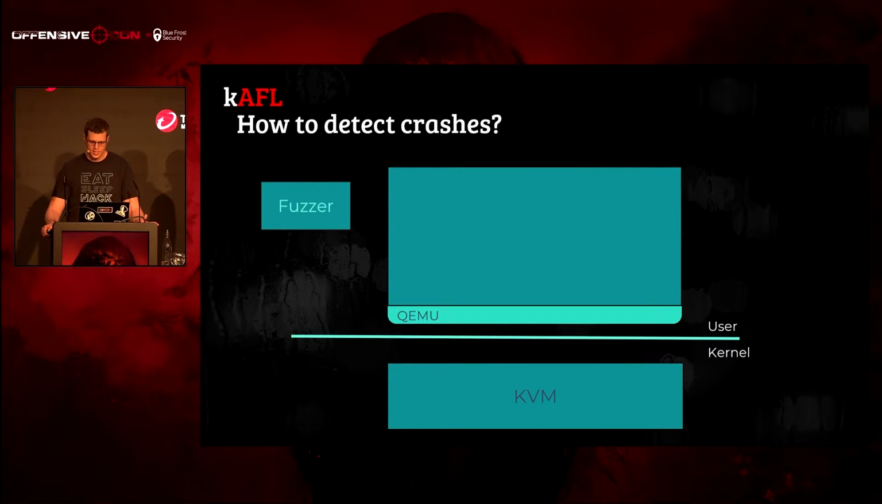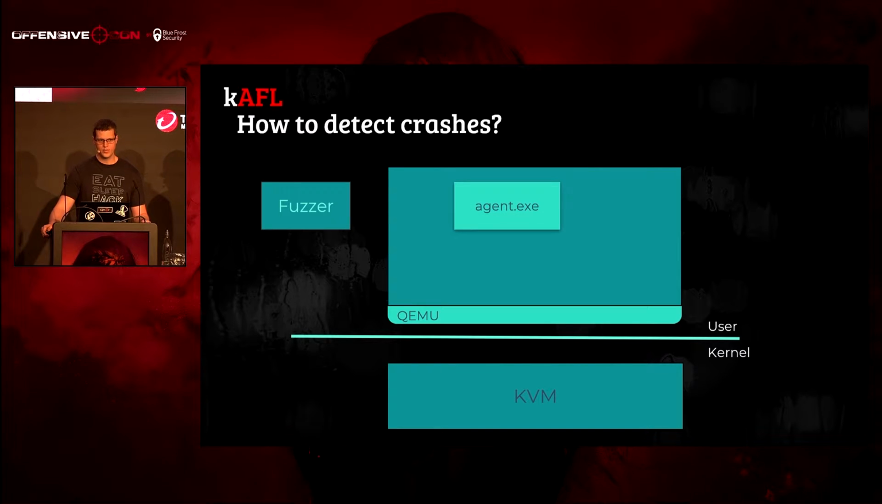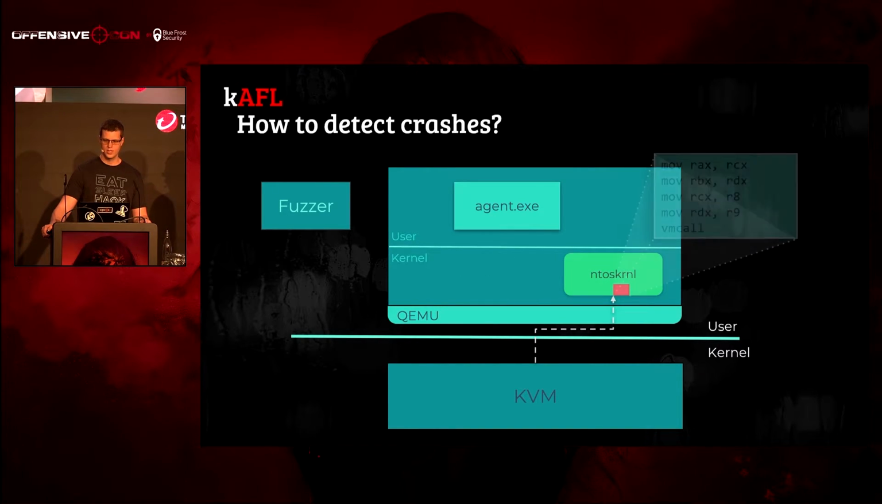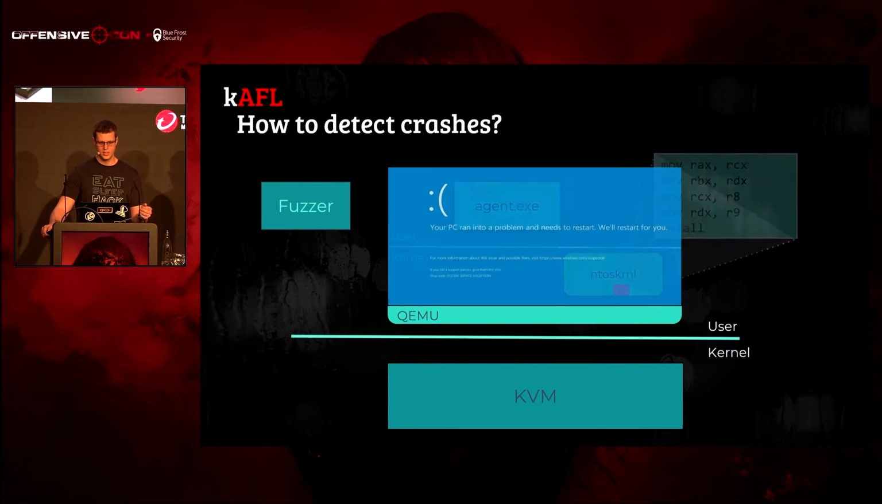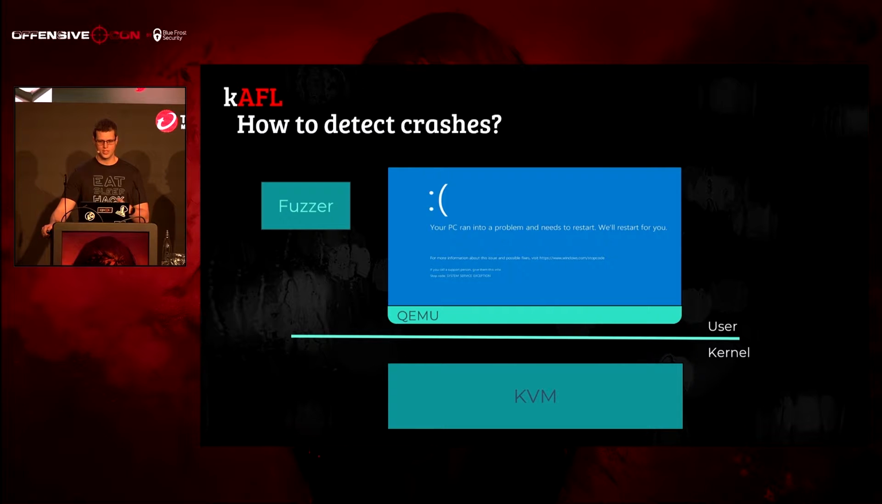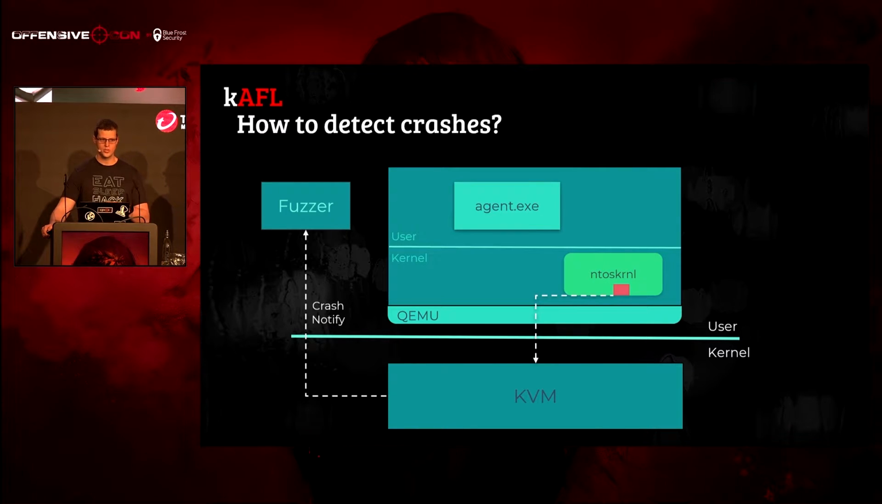Finally, crash detection. It's pretty cool. When the agent is first loaded, it will send the addresses of bugcheck and bugcheckx to the hypervisor, and the hypervisor will patch those addresses with a special shellcode that will issue a hypercall. When the system will crash, the patched kernel will call bugcheck and bugcheckx, which will issue the hypercall, which will notify the fuzzer about the crash.